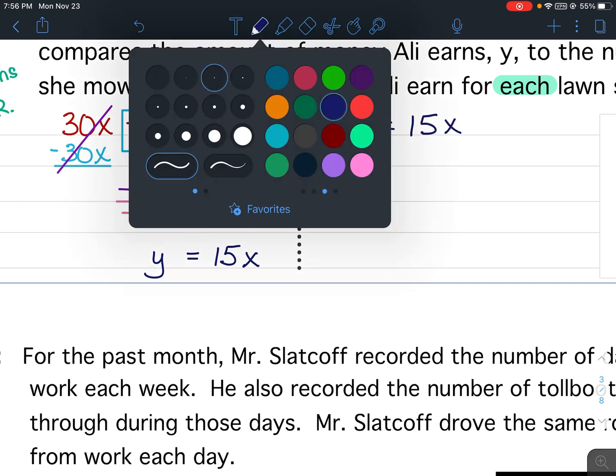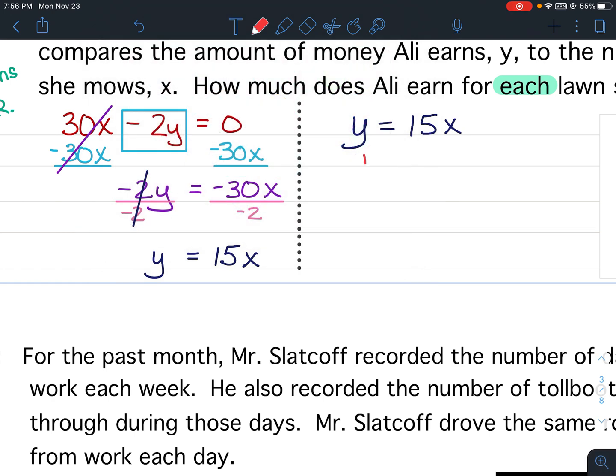Okay, if y equals 15x, then I know that my slope is the number in front of x, and the number in front of x is 15. Now remember, I told you that the three things that are really important that you need to remember from this lesson are unit rate, rate of change, and slope are the same thing. I'm going to keep saying it until you get that in your head. Rate of change, unit rate, and slope are the same thing.